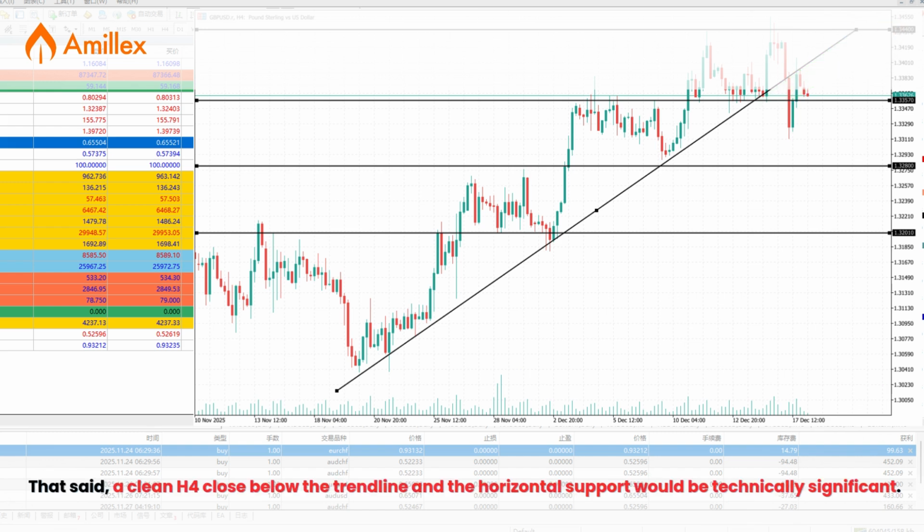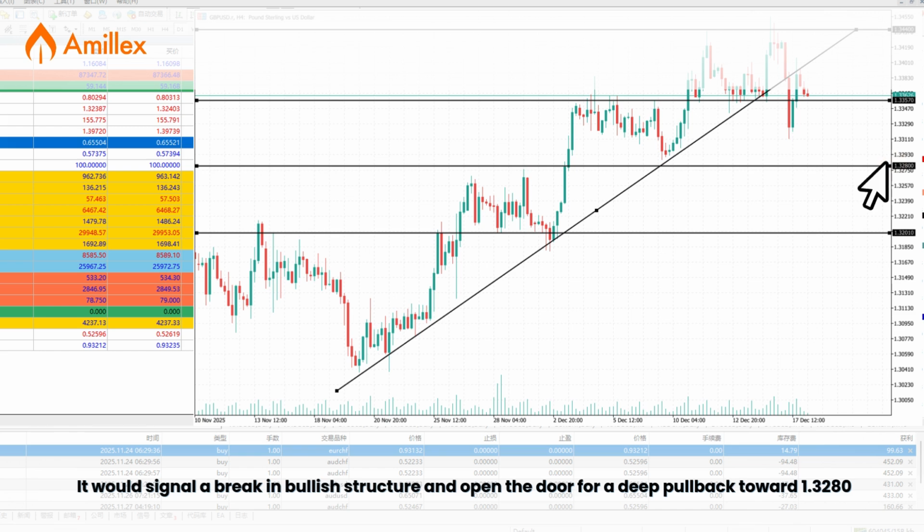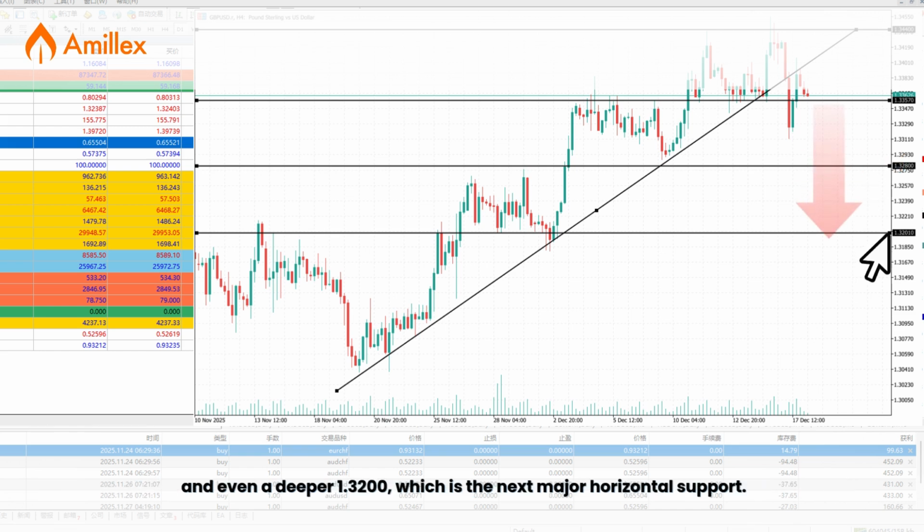That said, a clean H4 close below the trendline and the horizontal support would be technically significant. It would signal a break in bullish structure and open the door for a deep pullback toward 1.3280 and even a deeper 1.3200, which is the next major horizontal support.